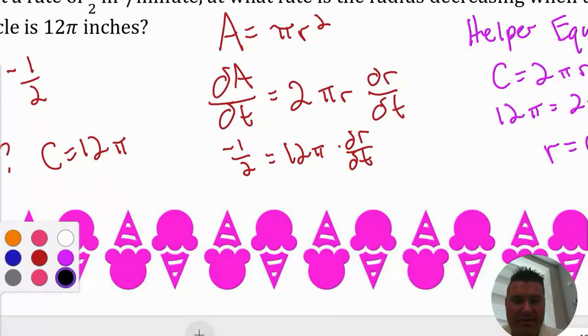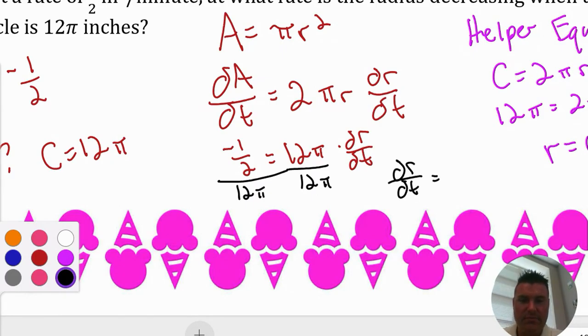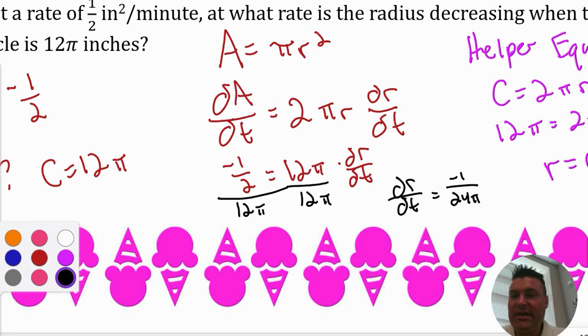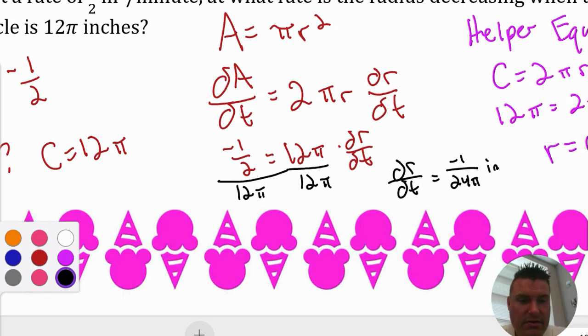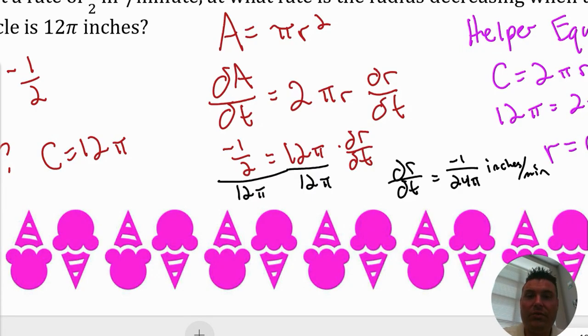When I divide that over, I'm going to get a final answer. I'll write it in black. I'm going to divide by 12 pi. I'm going to get dr/dt equal to -1 over 24 pi, and we have inches per minute. And this is going to wrap up our first video with our related rates.